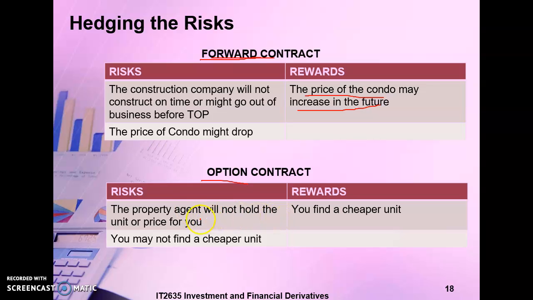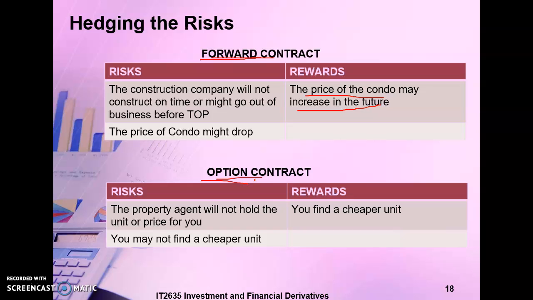But maybe during that 1 week, you find a cheaper unit, cheaper house, you can basically walk away, lose that 1K. But let's say you manage to find a similar house at $1 million, right? So you have a saving of $200,000. So what's with that 1K? So you have the option to decide and then walk away from the contract. So that's the beauty of this option, right?